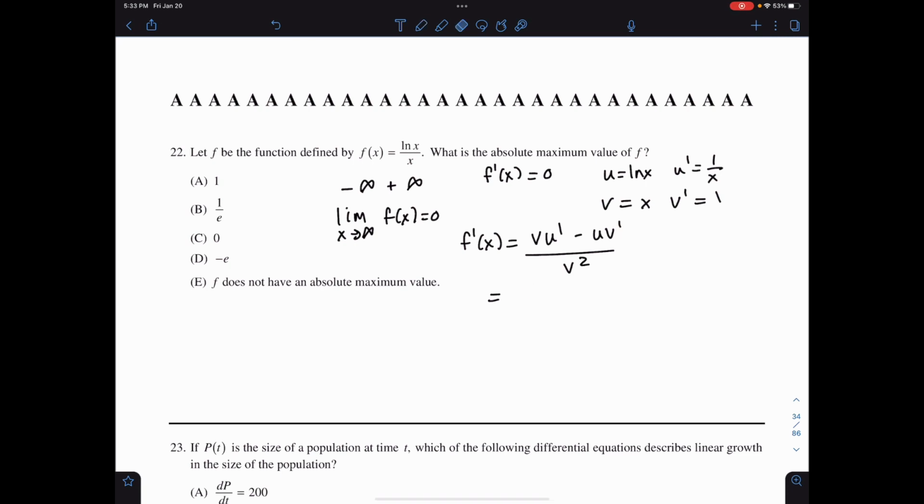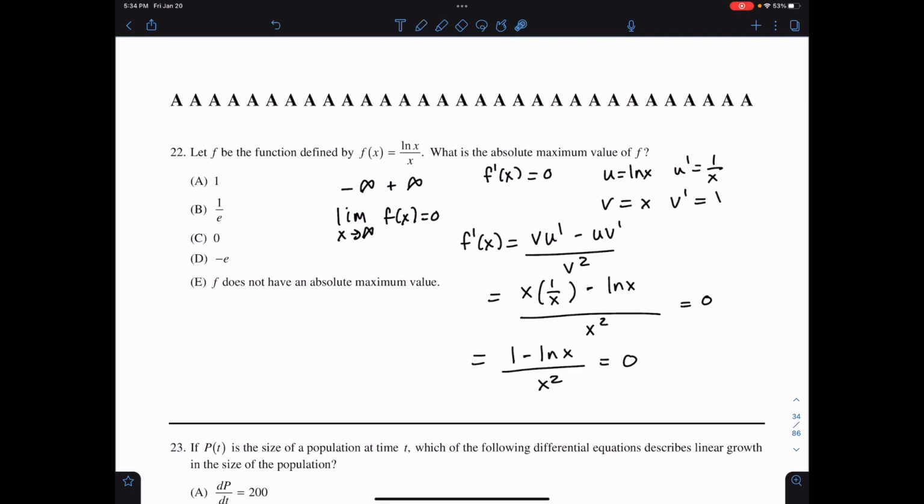I plugged that in wrong. So I get v, which is x times 1 over x for u prime, minus u, which is ln of x times v prime, which is 1, all over v squared, which is x squared. Okay. Now I want to find when this whole thing is equal to 0. So let's simplify it a little bit. In the top here, these x's cancel out, so I'm left with 1 minus ln of x all over x squared is equal to 0.